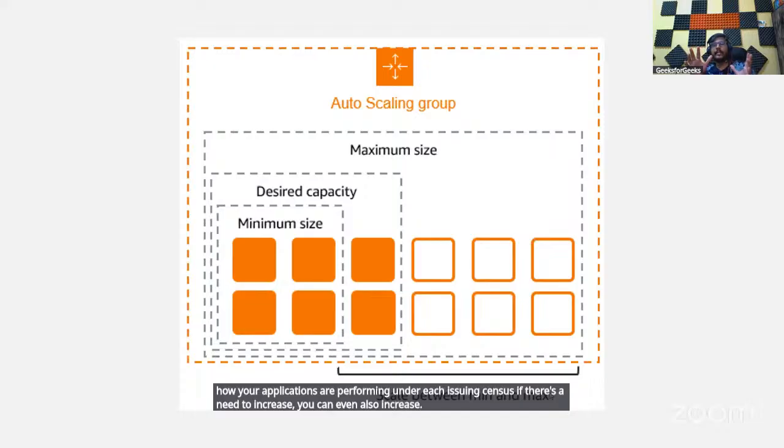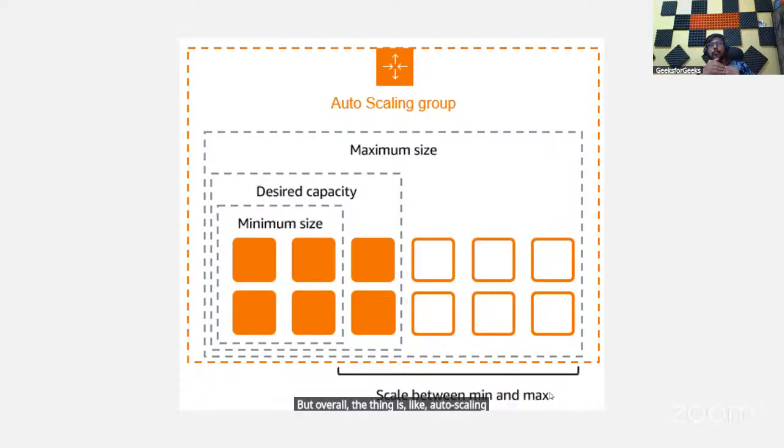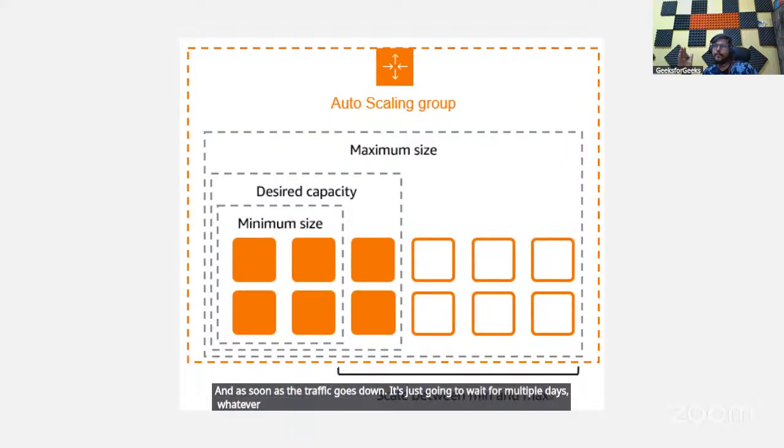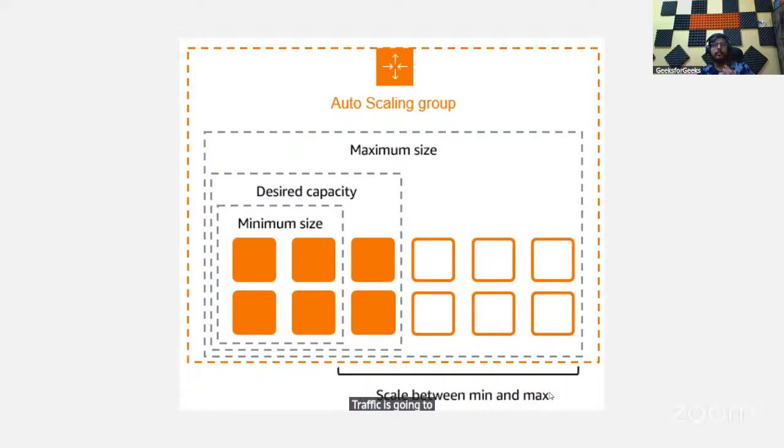But overall, the auto scaling group helps to increase the number of EC2 instances, and as soon as the traffic goes down, it's just going to wait for multiple days, whatever it will be, and then it's going to scale down. Okay, so this is how it makes a cost effective solution. If the traffic is high, it adjusts the number of instances automatically. If the traffic is low, it goes back to the daily traffic number. So this is how the auto scaling group works.